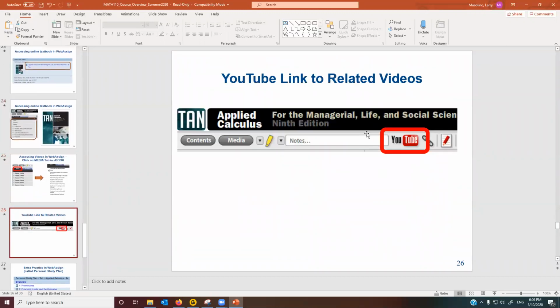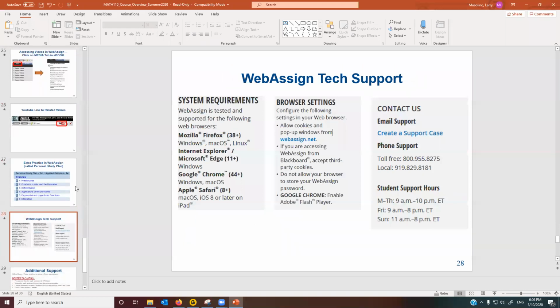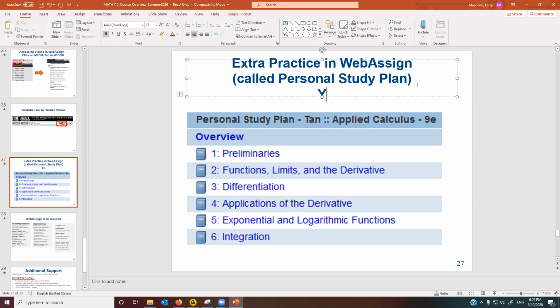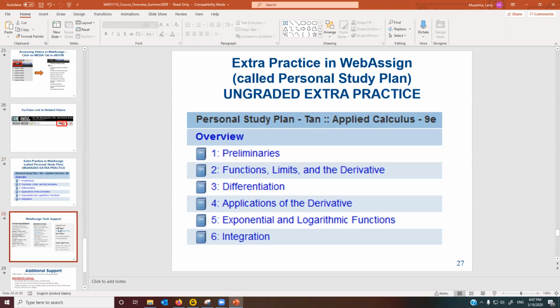You can also go to YouTube and search on any concept in the course. You'll find many, many videos available on YouTube. Folks, in WebAssign, there's also something called a study plan, a personal study plan. This is totally optional. It's ungraded. So this is ungraded extra practice. This is just for students that want extra problems to work on, but it's ungraded, does not count.